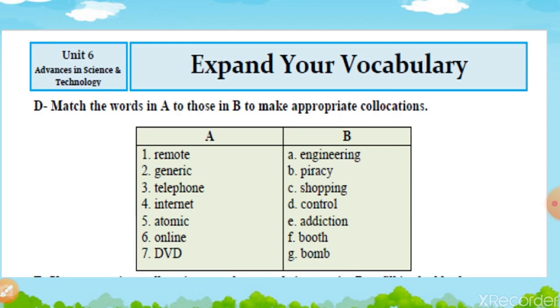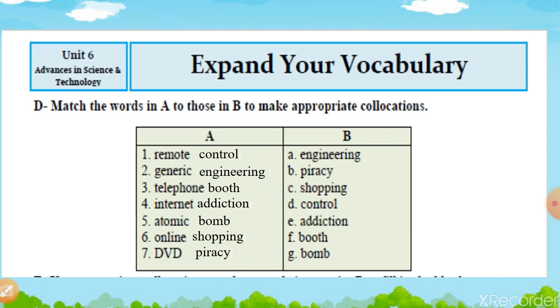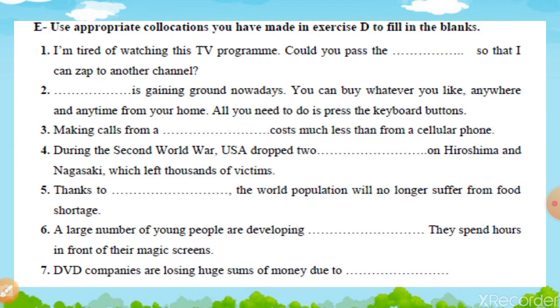Great. Let's continue. So here, remote. Remote is remote control. Yes. Generic engineering. Telephone booth. Internet addiction. Atomic bomb. Online shopping, and finally DVD piracy. Right, so these are collocations. We are going to use them in the next exercise to fill the gaps in these sentences.